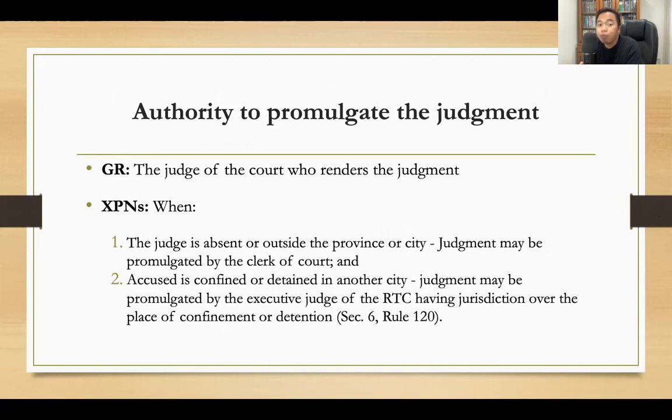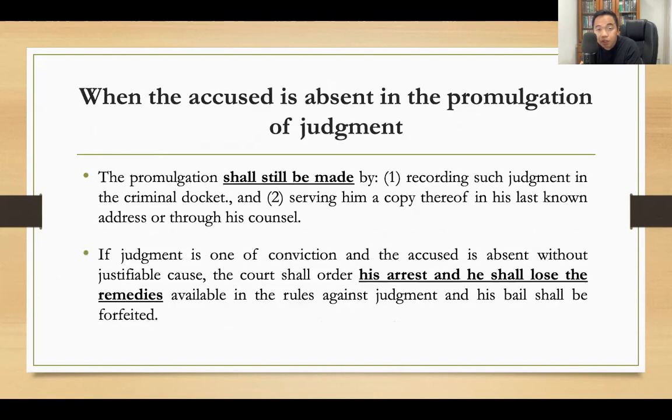As a general rule, the judge who rendered the judgment will have the authority to promulgate it. There are certain exceptions. One, when the judge is absent or is outside the province or city, then the judgment may be promulgated by the clerk of court. And if the accused is confined or detained in another city, the judgment may be promulgated by the executive judge of the RTC having jurisdiction over the place of confinement or detention.